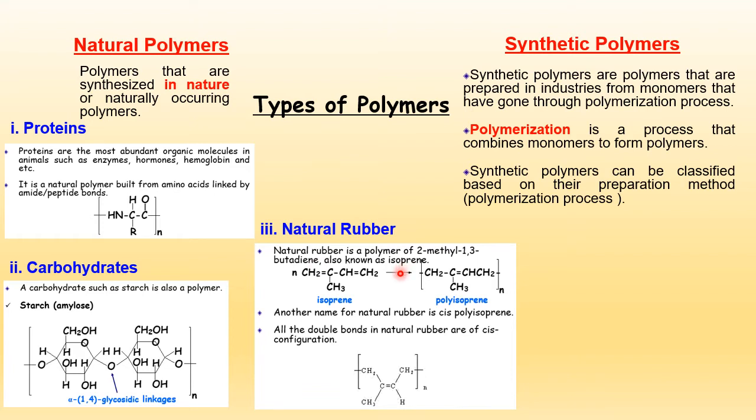So actually, the isoprene is the monomer of natural rubber. So you have to take note, natural rubber is cis-polyisoprene. The double bonds in natural rubber are in cis configuration. So look at here, cis configuration. Okay, for synthetic polymer, they are prepared in industry from monomers that have gone through the polymerization process. So it's a process that combines monomers to form polymer, classified based on their preparation method. We are going to learn this after this.